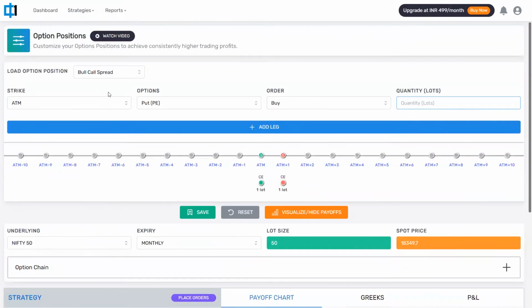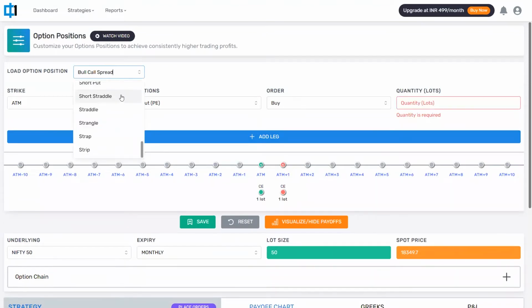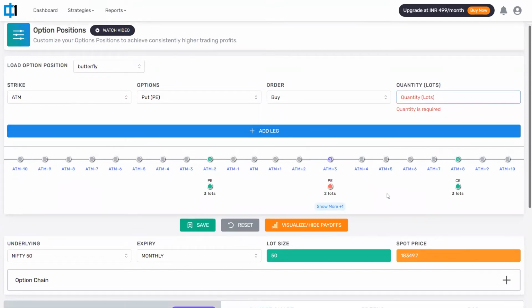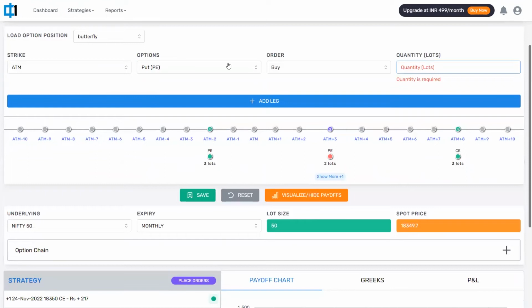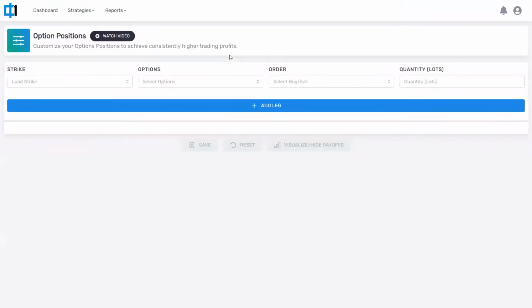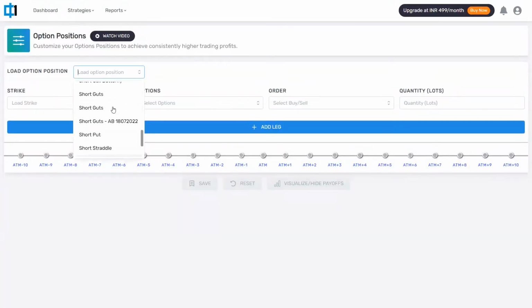So that's one option. The other thing that you could also do is something that we call, let's say, a butterfly. So let me just give you an example of that. I think this is the one. Yeah. So let me just, in fact, refresh this page once so that I can load this.